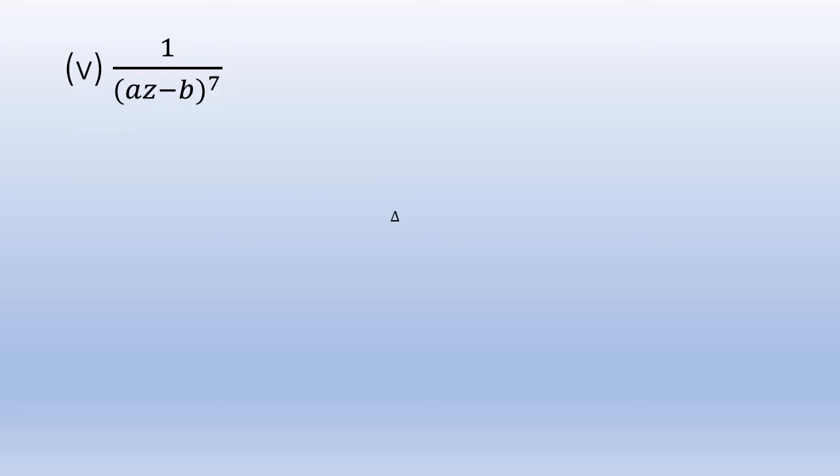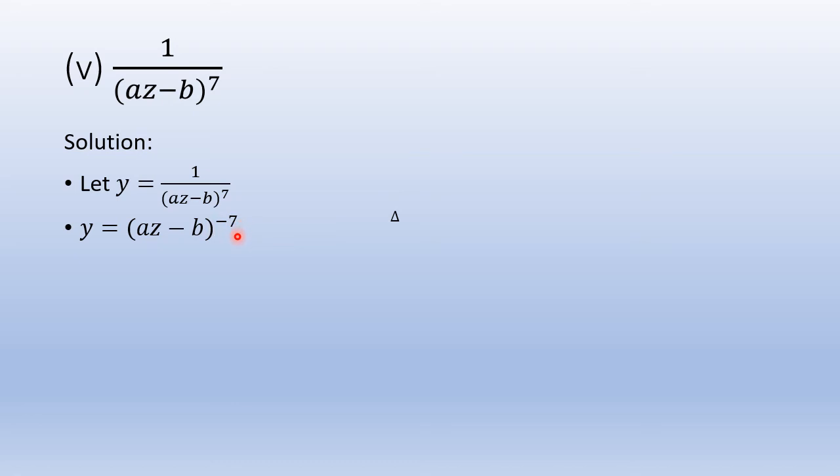Let's get to part 5. This is it: 1 by (az minus b) to the power 7. Solution: let's name it as y, and then I'm adjusting y. I have taken it as (az minus b) to the power minus 7.